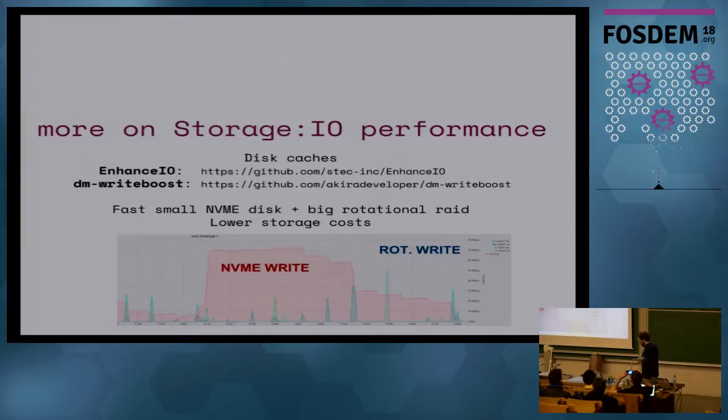And the other thing that we use to lower budget is this cache. This cache we have tried with Sciencio and DM Writeboost. The first one is currently unmaintained, and we have changed to DM Writeboost. We have rotational disks that are slow, and we have NVMe disks, really fast, but they are quite expensive. So we buy the cheapest ones in size, the smallest ones, and we configure DM Writeboost to write all the desktops writes to these quick disks.